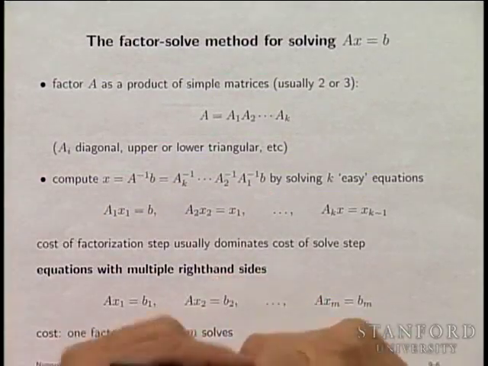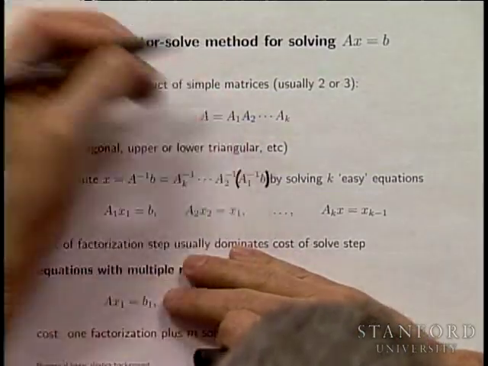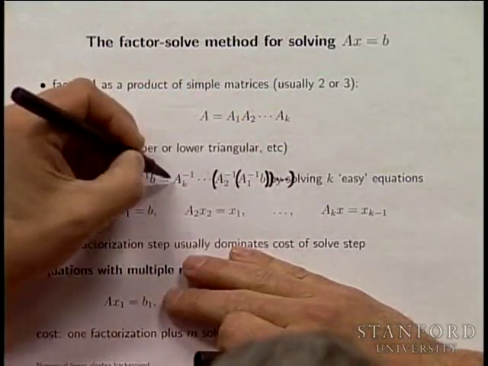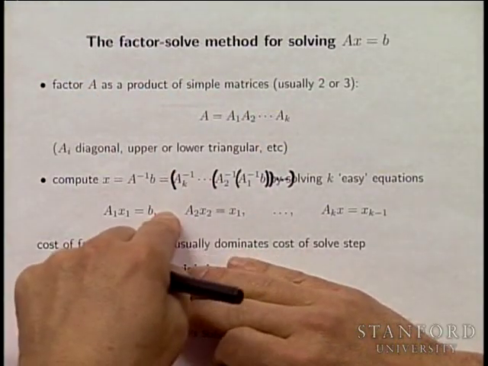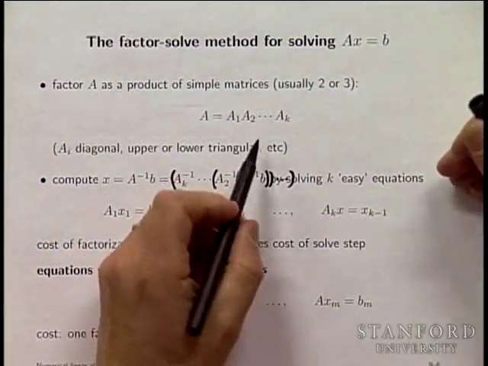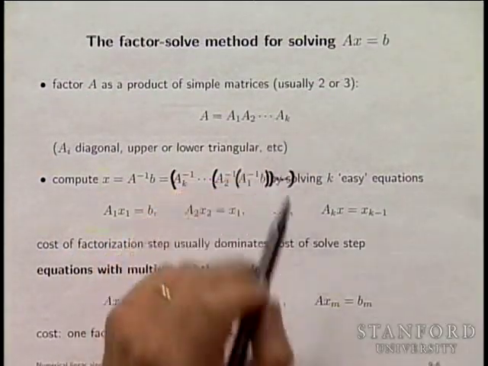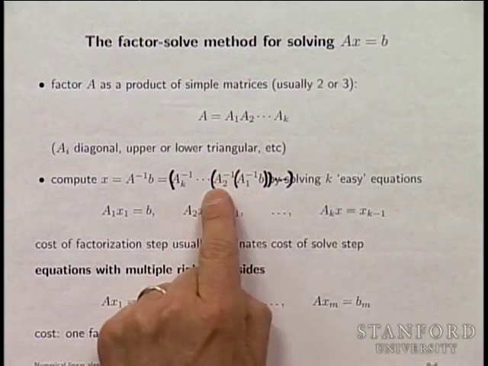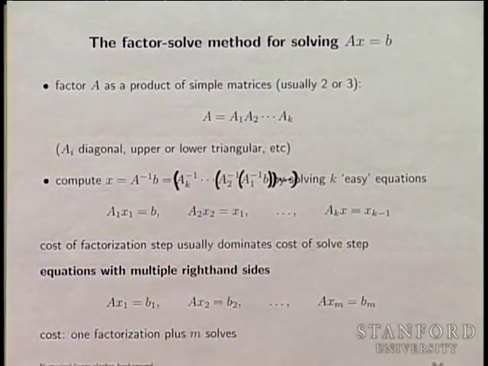So, let me just put the parentheses in the right place. You do this, then that, and so on, up to that. Okay? So you factor, and then you solve, actually from the first one backwards, is what you do. Something like that. That's how you do it, because each of these operations you can do fast. So that's how you do this.